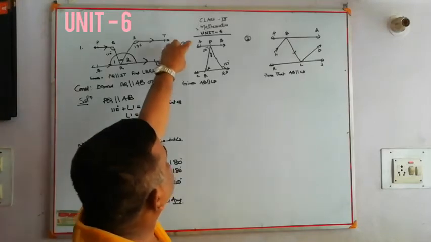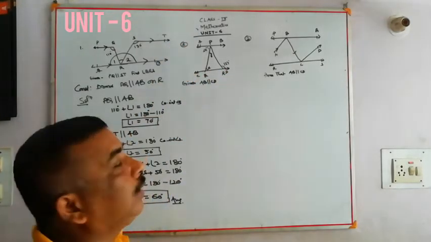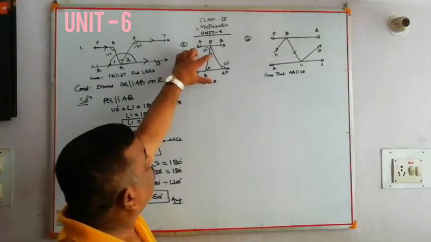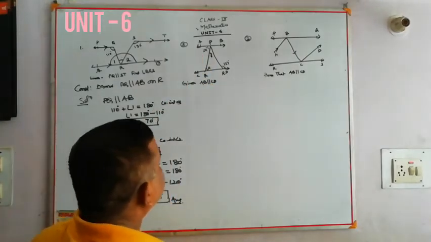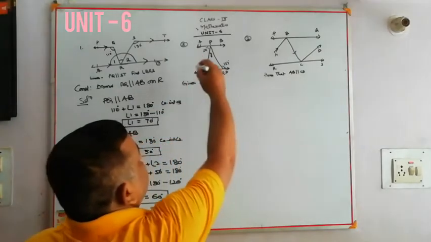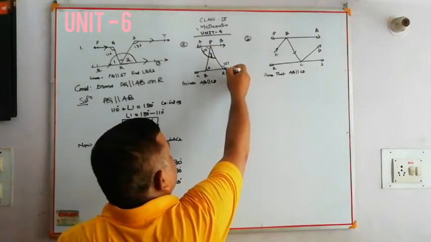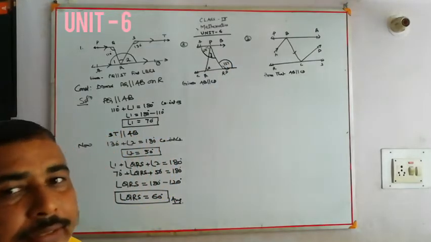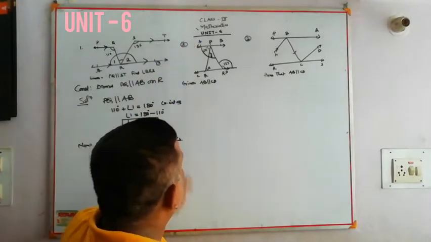Question number 2. AB and CD are parallel lines, and the angles are given. How can you find angles x and y? Firstly, AB and CD are parallel lines. These are alternate interior angles. Why? Because AB and CD are parallel lines.